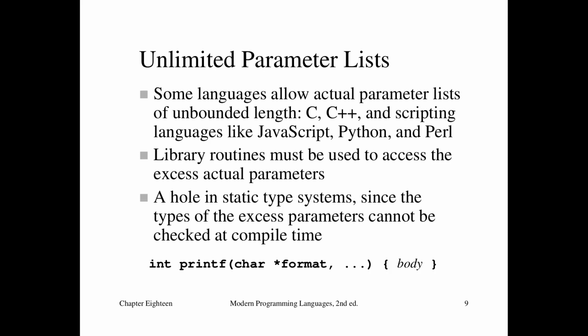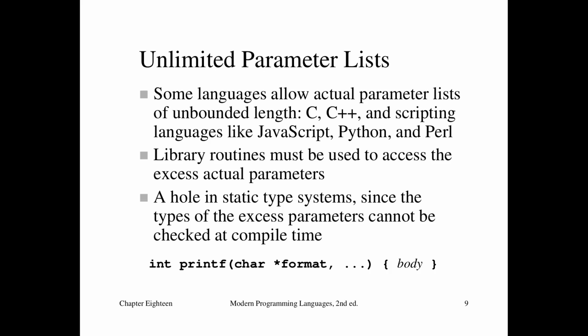this provides a hole in static type systems, since the types of the excess parameters cannot be checked at compile time. Typically what actually happens, in languages like C#, Java, and I want to say Groovy, is that the formal parameter is defined, for example, as we see here in printf, with an ellipsis, triple dot, ending the formal parameter list.